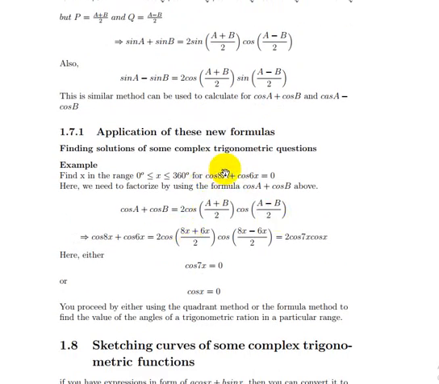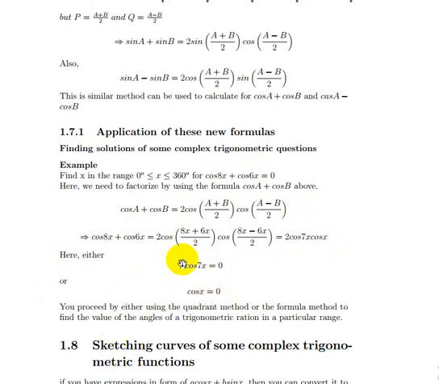So this is similar to cos A plus cos B. I'm going to take this one as A and this one as B, and say 2 cos of (A plus B) over 2 times cos of (A minus B) over 2. So my A here is going to be 8x and my B is going to be 6x. When I substitute, I'm going to have this value. So here I will say that either cos 7x equals 0 or cos x is going to be 0.